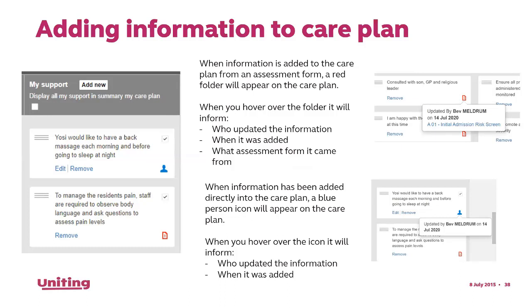When information is added to the care plan from the assessment form, the red folder will appear. And when you hover over that red folder, it will tell you who updated the information on what date and what assessment tool that information came from. If you needed to update the assessment tool, then you just need to click on the link that's written in blue and it will take you straight to that assessment form. If the information was added directly to the care plan, then a blue person icon will appear in the box with that information. When you hover over that blue person icon, it will tell you who added the information and on what date they did that.